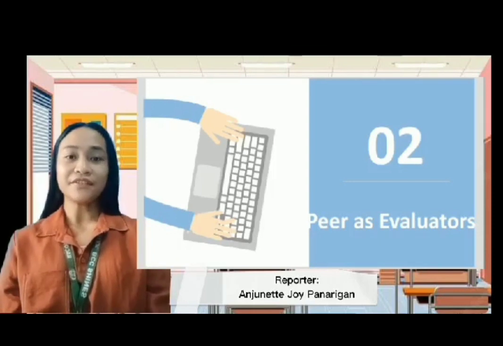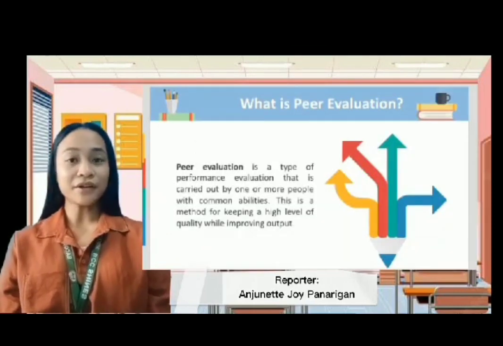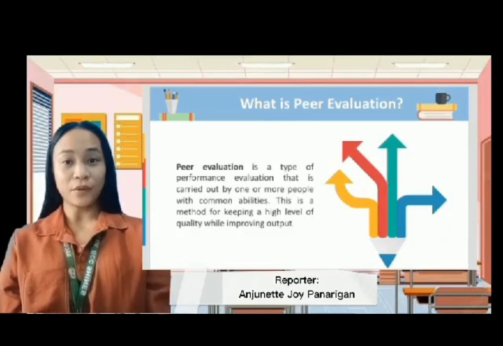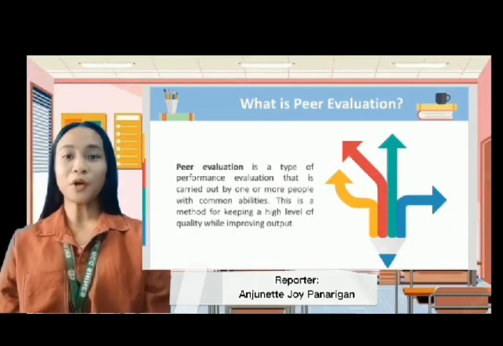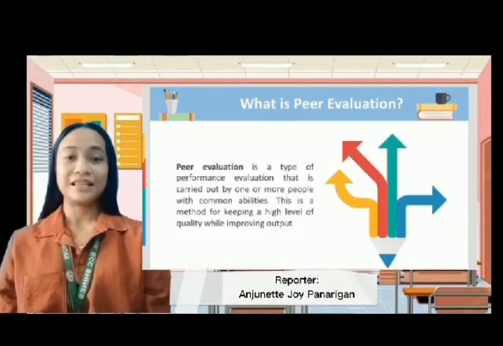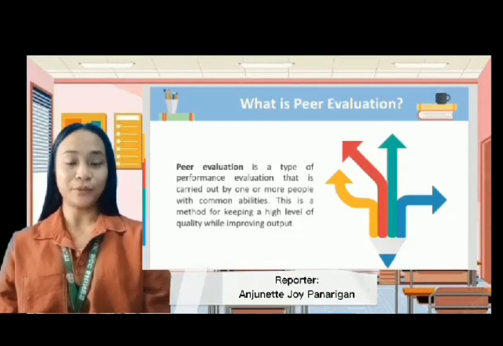So let us first define what peer evaluation is. Peer evaluation is a type of performance evaluation that is carried out by one or more people with common abilities. This is a method for keeping a high level of quality while improving output.